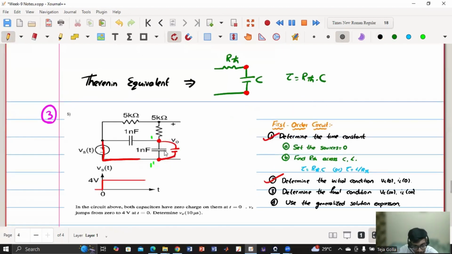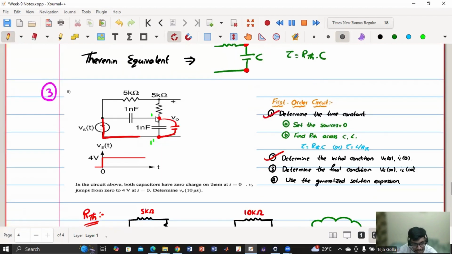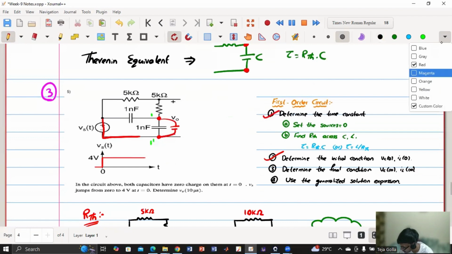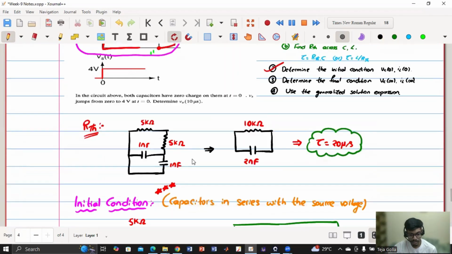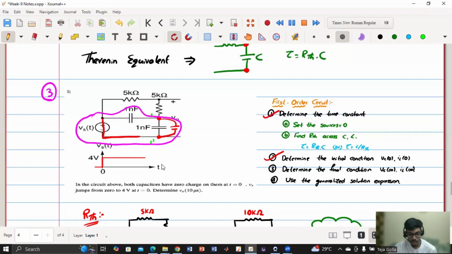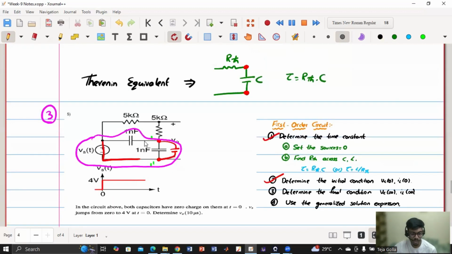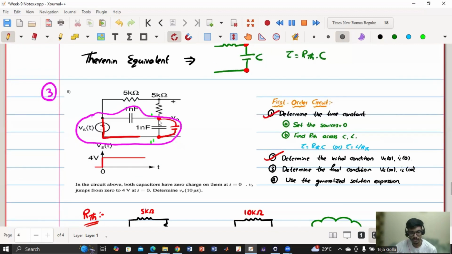So that's why you can consider these two terminals to be the capacitor, and across this you are finding the RTH. But in this case, these two terminals are across both the capacitors. So instead, you can find the RTH across both the capacitors, and these two capacitors combine to be 2 nanofarads. So across both the capacitors, I am finding the RTH. Okay, sir. Now got it.